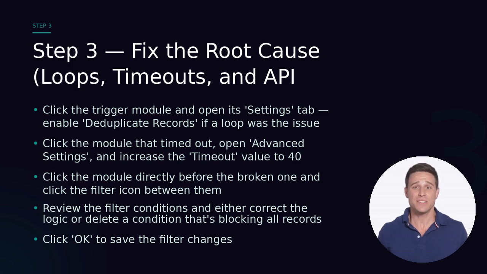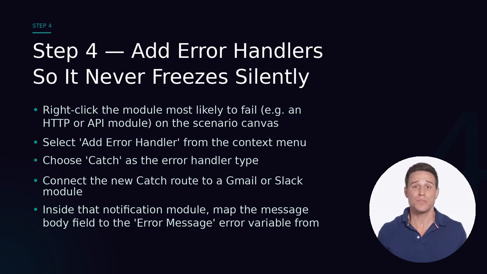Now let's actually fix the problem. If you spotted an infinite loop, that's usually a trigger refiring the same data. Click the Trigger module, go to its Settings tab, and enable the Deduplicate Records toggle. If it was an API timeout, click the broken module, go to Advanced Settings, and increase the timeout field. Try 40 seconds. If you got an empty bundle error, click the module before the broken one and check its filter. There's likely a condition that's passing 0 records through. Fix the filter or add a fallback. Dead easy once you know where to look.